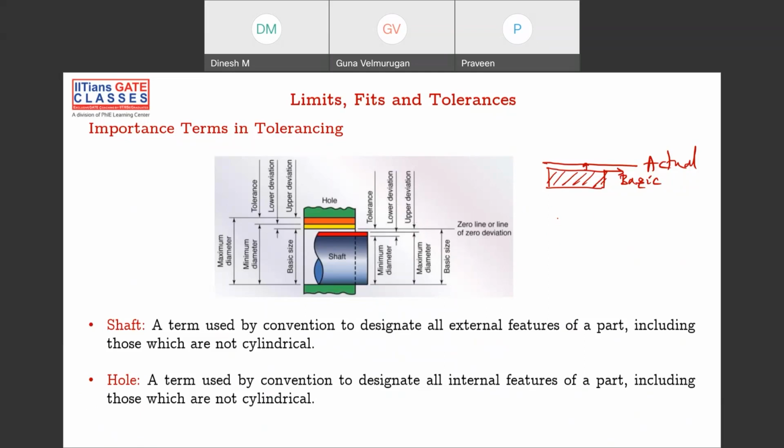Now, obviously, the tolerance of a shaft is upper minus lower, isn't it? The upper deviation minus the lower deviation, and that is the tolerance. Upper deviation minus lower deviation is tolerance. Like that, for the hole also you have upper deviation and lower deviation. Okay, so this diagram is a little bit confusing. It's not confusing, but let's go to the main diagram that people generally use.